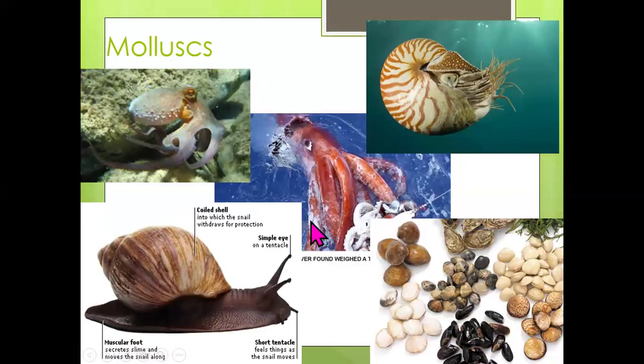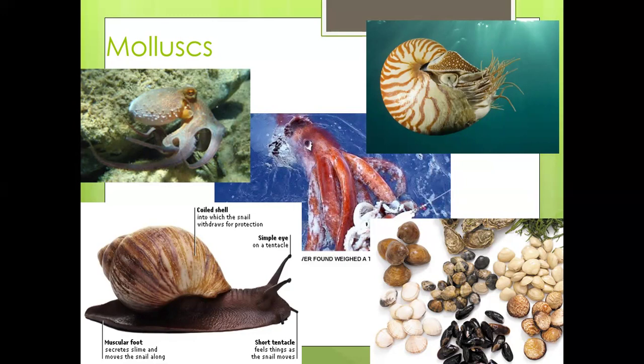And mollusks, this is where we have the second largest group of invertebrates. Examples of mollusks: we have oysters and snails. And we said these are the second largest group. And we have arthropods. Arthropods are the largest group of invertebrates.